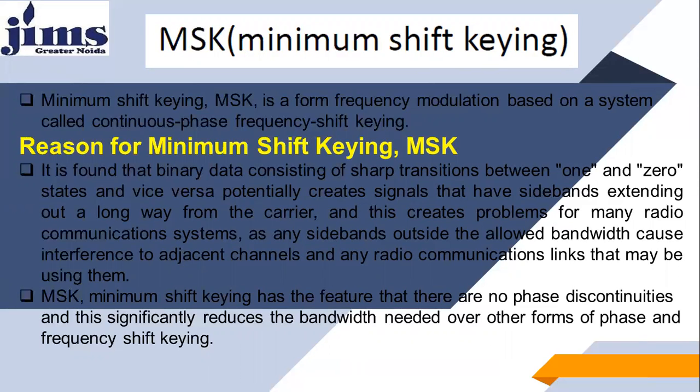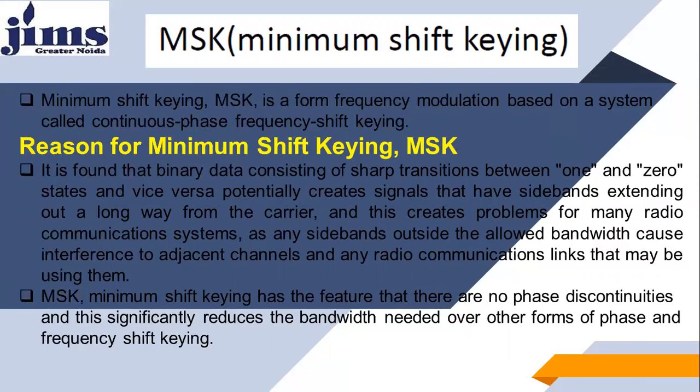Sometimes what we see is that the carrier shifts its bandwidth, and the shift of bandwidth reaches the neighbor pulse, and that creates a problem. Once again I repeat that sentence: if the binary data consists of sharp transitions between 1 and 0 states and vice versa, it potentially creates signals that have sidebands extending out a long way from the carrier.